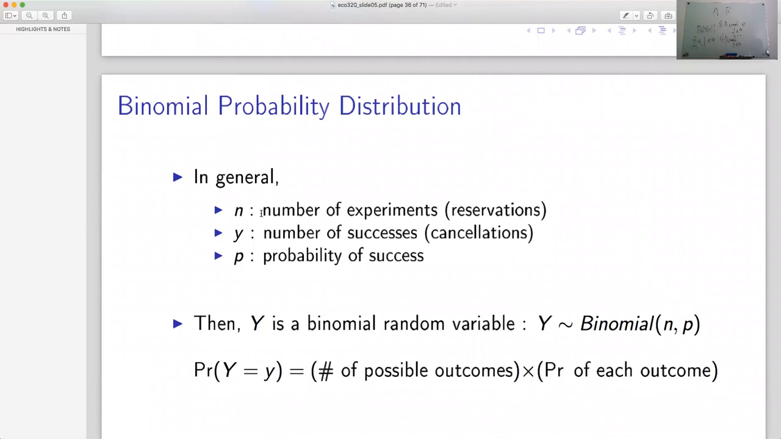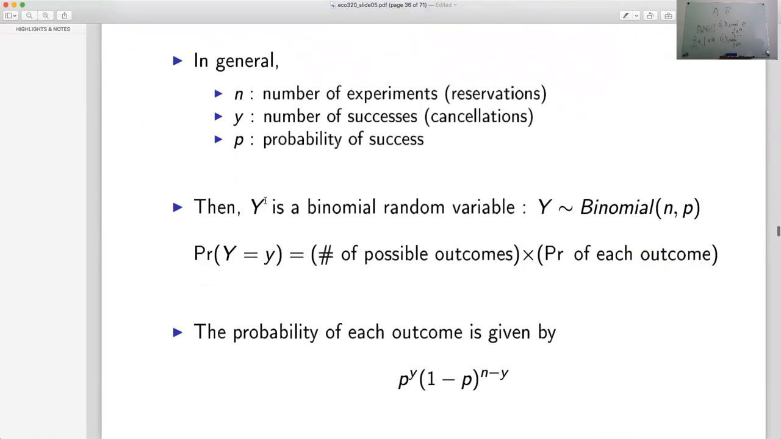In general, N is the number of experiments, and Y is the number of successes, like cancellation. P is the probability of success. So Y is a binomial random variable following a binomial distribution, with sample size N and probability P. The probability of Y equal y is the number of possible outcomes times the probability of each outcome.